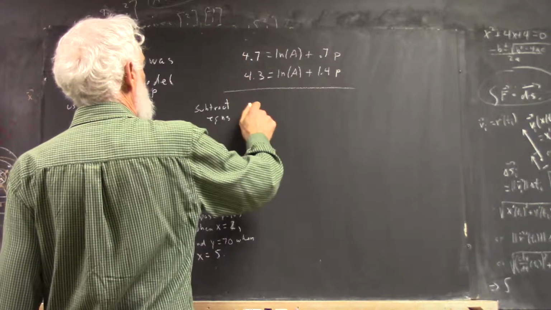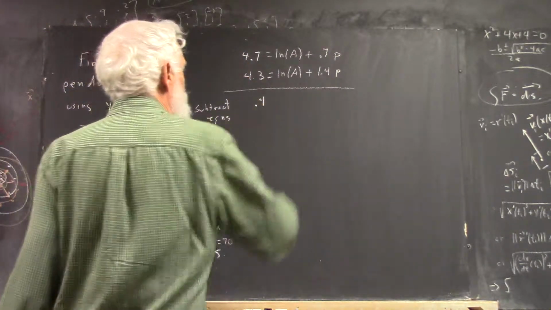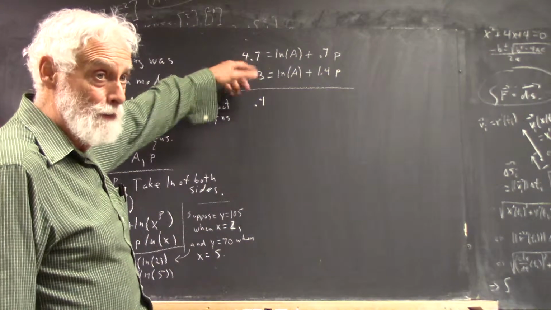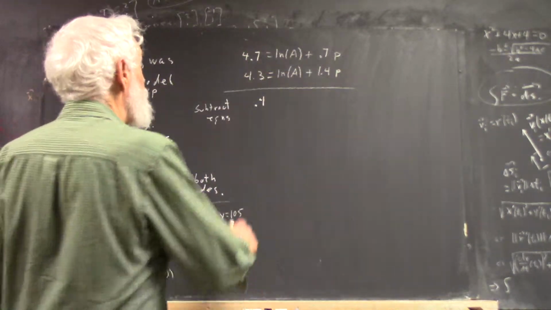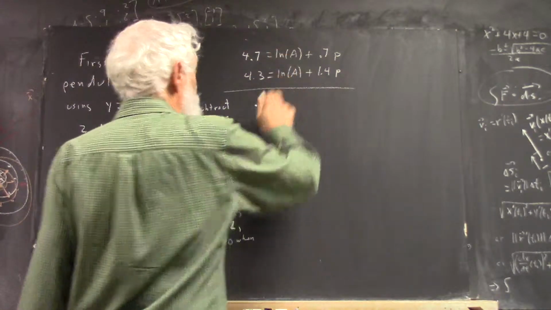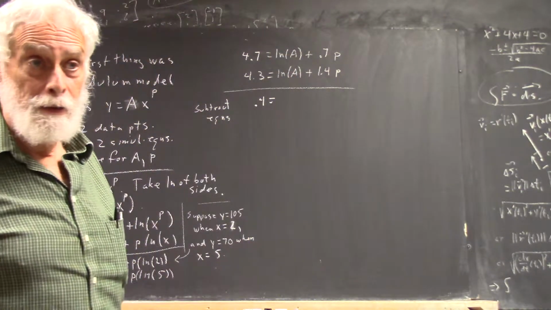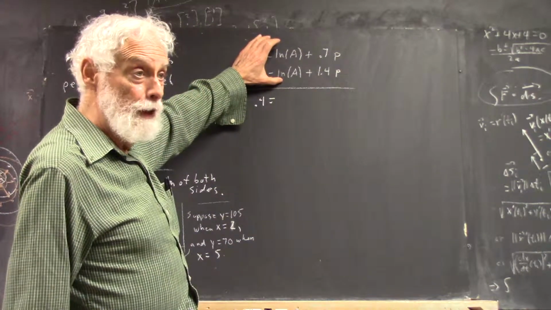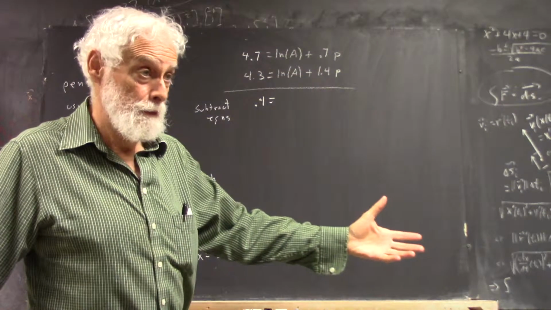Well, 4.7 minus 4.3 is 0.4, right? Make sense? I mean, 7 minus 3 is 4. Okay? What's the natural log of A minus the natural log of A? So you should see when you look at this that if we subtract the equations, the natural log of A is going to go away. Right?